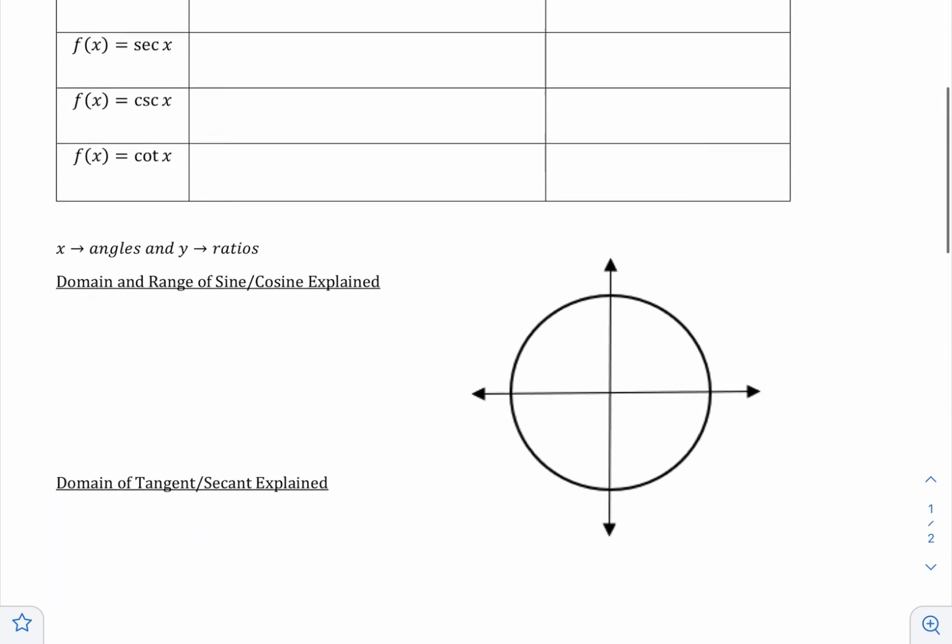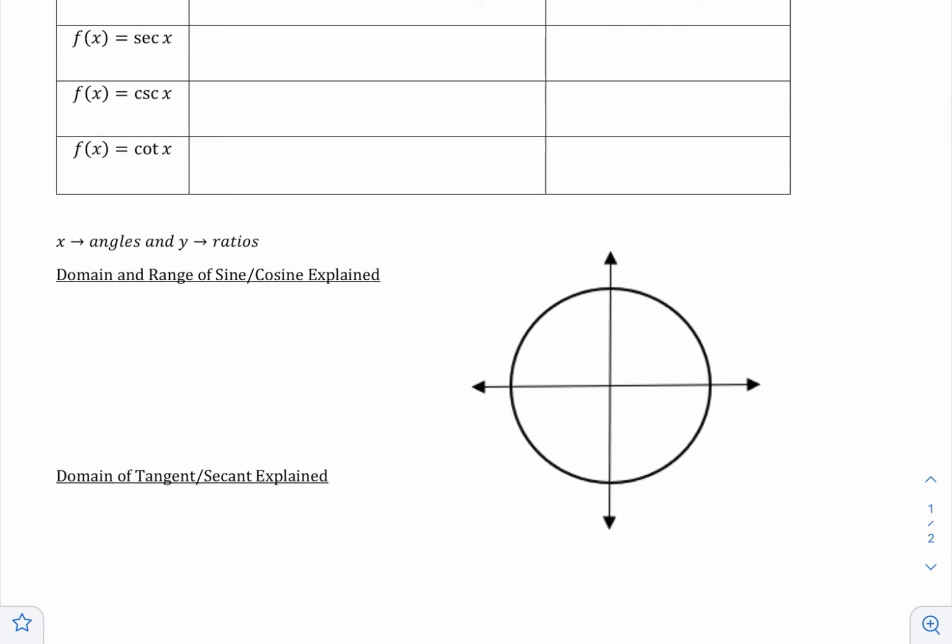If we take a look at the unit circle, I'm going to pick a point anywhere on the unit circle here, and I'm going to call this (a, b). I don't want to call it (x, y) because I don't want you to confuse it with the x and y of the function. So (a, b), and then r is 1. The first thing we're going to talk about is the domain and range of sine and cosine. I'm going to label these points because we're going to use them.